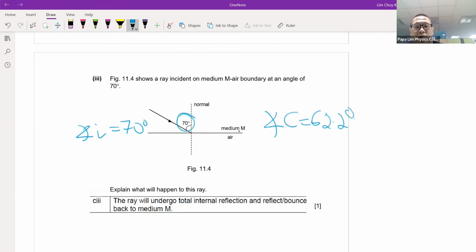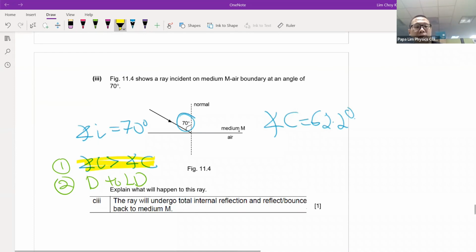And double-check for total internal reflection, I need two conditions. I need angle i to be more than angle C. That's the first condition, but not the only condition. The second condition is that I need to make sure the ray travels from dense to less dense medium. Only when these two conditions are satisfied will total internal reflection occur.